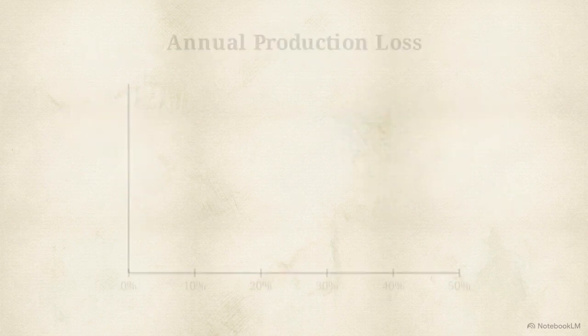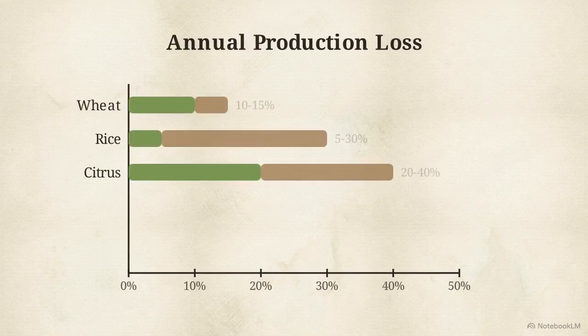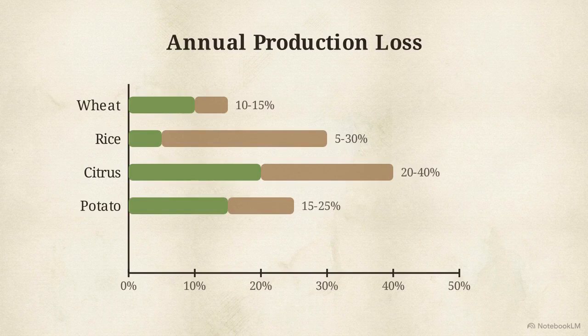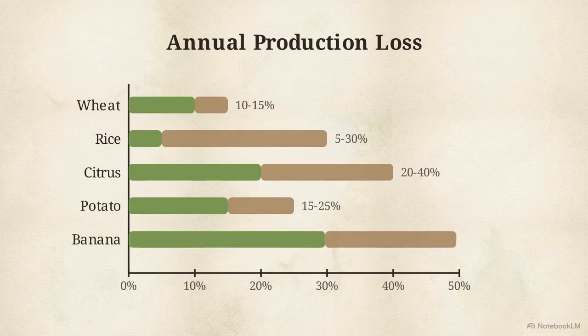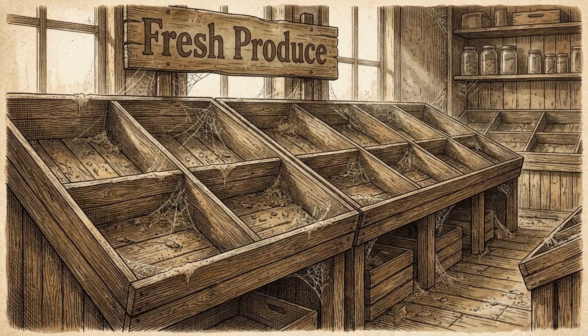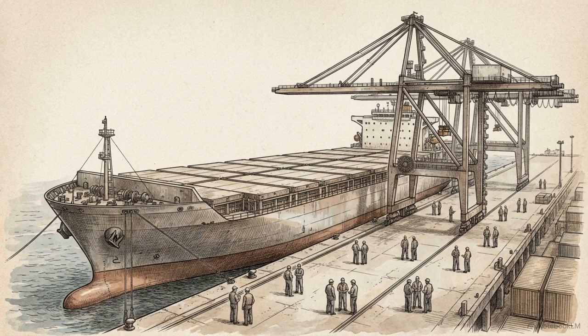This chart shows the toll on specific staples. We lose 15 to 25% of the world's potatoes to disease every year, and between 30 and 50% of all bananas. When you lose that much of a basic food source, the harm spreads far beyond the farm. It creates food shortages in those regions and makes it much harder for countries to trade with one another.